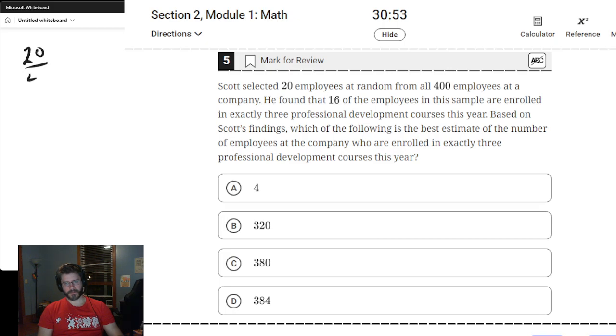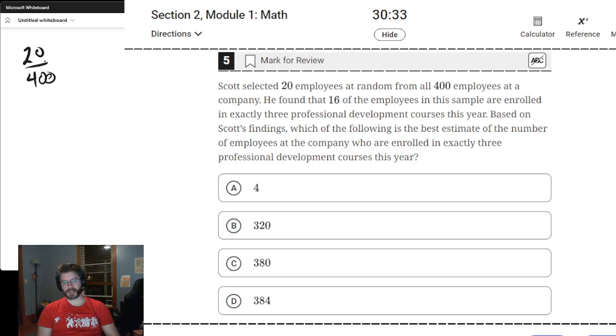20 over 400. Let's finish reading before we do any math. He found 16 in the sample enrolled in 3 development courses. Which of the following is the best estimate of the number of employees at the company who are enrolled in 3 this year?